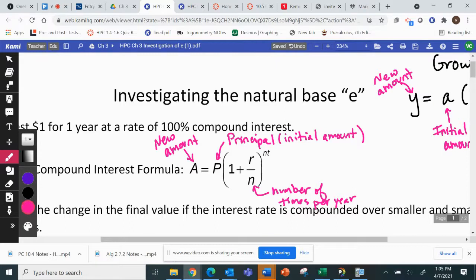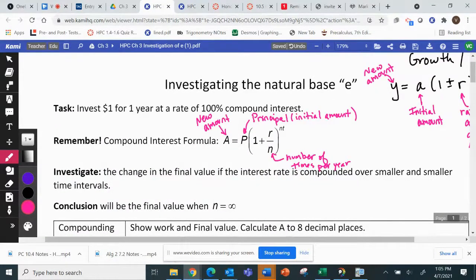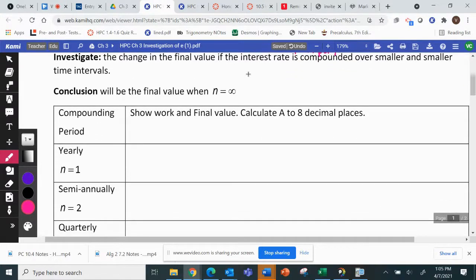Okay. So to investigate this natural base e, we are going to invest $1 for 1 year at a rate of 100% compound interest. All right. And then we're going to change how many times the compounding period is happening per year. We're going to increase it. We're going to see what happens to the final amount in the account after 1 year when we change the compounding period.